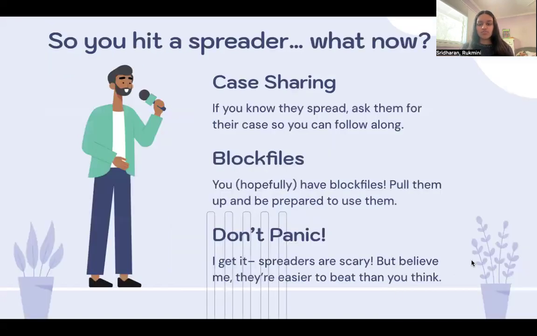Okay, so let's say you've discovered there actually is a spreader that you're hitting. So what do you do now? The most important thing you should be doing is case sharing. If you know that your opponent is going to spread, ask them for their case, whether it's an email or something else, so that you can follow along, because they're going to be bombarding you with evidence, with warrants, with all of this crazy stuff. You need to be able to keep track of it.